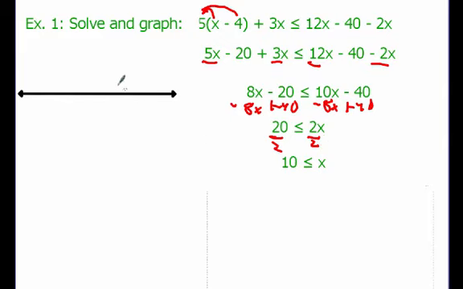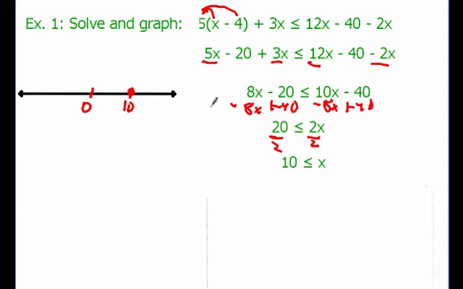So now we need to graph. So I'm going to put 0 on here. Always put 0 on your graph. 10 goes on there. It's a closed circle because of the equal to part, which means 10 is part of the solution.